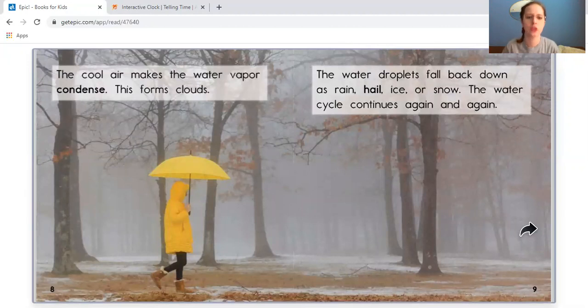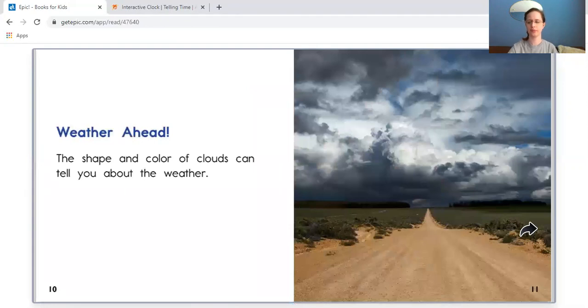The cool air makes the water vapor condense, condensation. This forms clouds. The water droplets fall back down to earth as rain, hail, ice, or snow. The water cycle continues again and again. And we talked a lot last time about those different types of precipitation. Now, the water cycle also creates weather. So the next section is called Weather Ahead. The shape and color of clouds can tell you about the weather. So we're going to learn some vocabulary about different clouds.